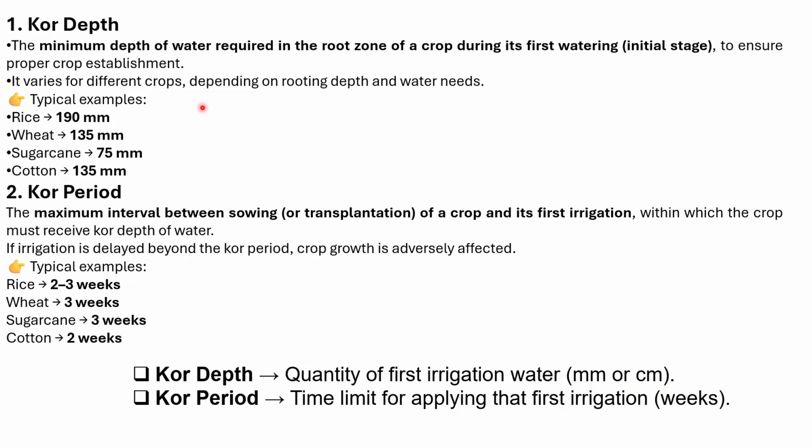Next one, core depth, very important in the establishment stage of the crops. Core depth is the minimum quantity of water needed for the first irrigation. For example, rice requires 190 mm, wheat 135 mm, sugarcane 75 mm, cotton 135 mm. Core period means the maximum time between sowing and first irrigation. For example, for rice 2 to 3 weeks, for wheat 3 weeks, and for cotton 2 weeks. If water is delayed beyond this period, crop growth will be badly affected.